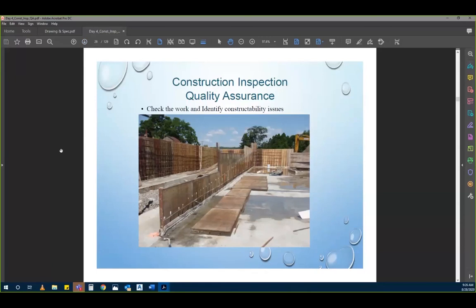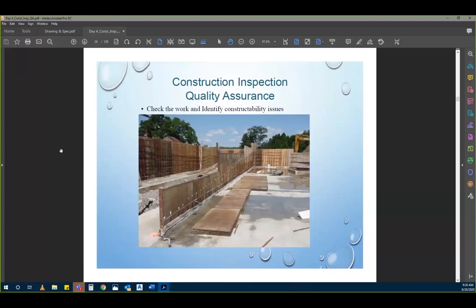So we're going to check and identify constructability issues. Right now they're putting in the ramp, the floor is already poured. They're saying, hey, we're ready to go with the walls and we're good, so we're good to call the concrete truck in. But you know what? There was a ramp somewhere that wasn't placed.